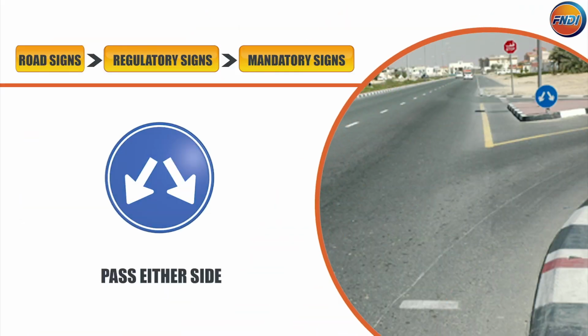Pass either side. The pass either side sign indicates that motorists may proceed on either side of the road in the roadway. It is usually posted at the edge of the pavement on traffic islands, at junction dividers and slip lanes. The pass either side sign can also be replaced with a hazard marker.